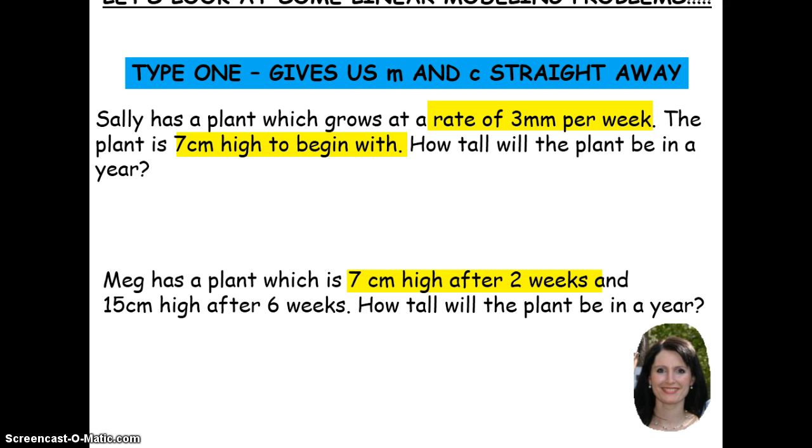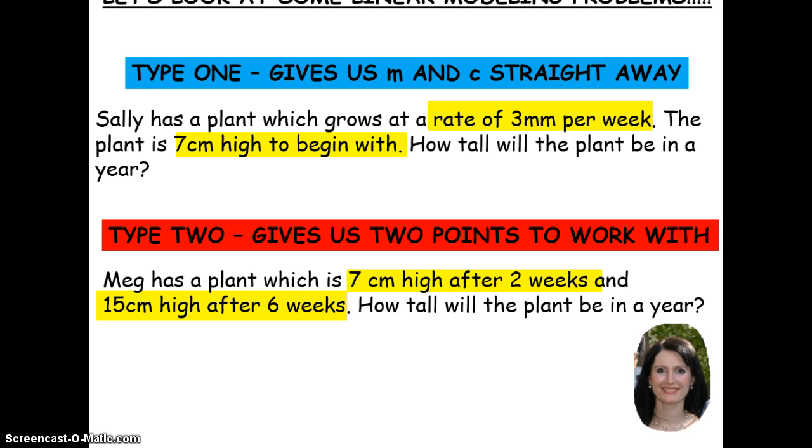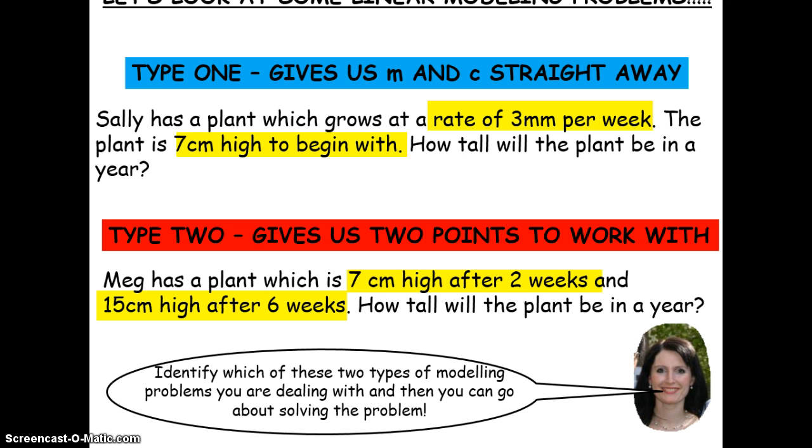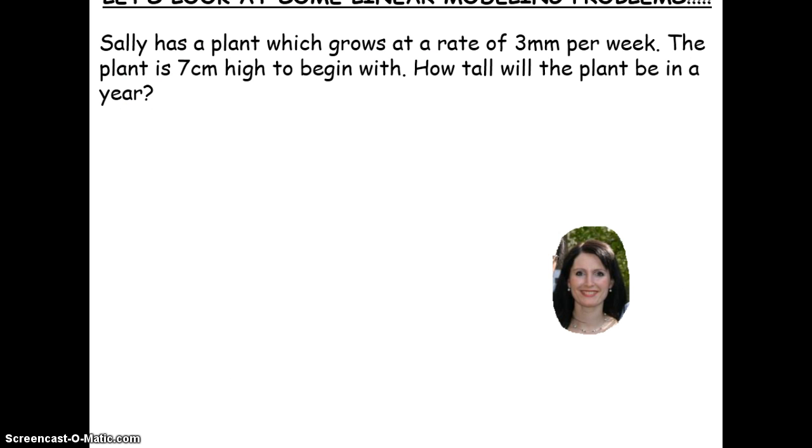In the second type, we're told the plant is 7 centimetres high after 2 weeks and 15 centimetres high after 6 weeks. I'm going to call this type 2. Here we're given 2 points that we need to work with. The best thing to do is to identify which of these two types of modelling problems you're dealing with, and then you can go about solving the problem. Let's try some. Let's solve the situation for Sally.